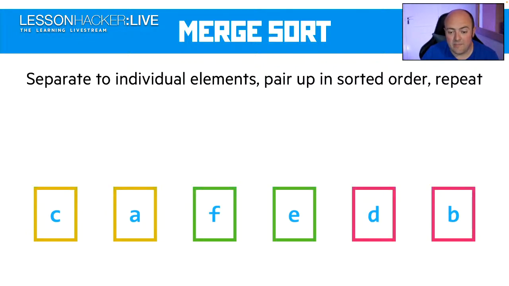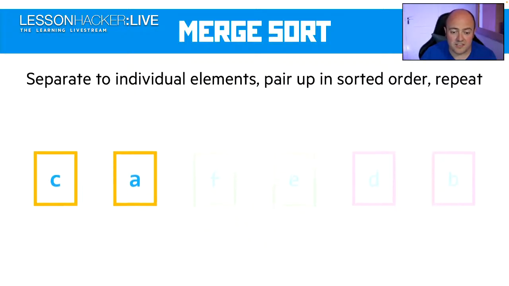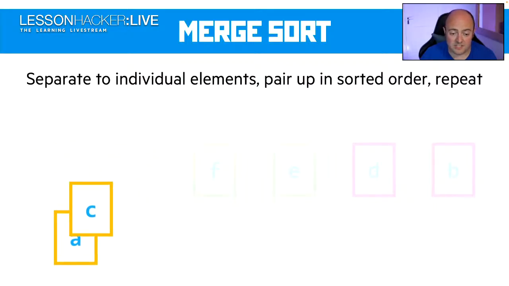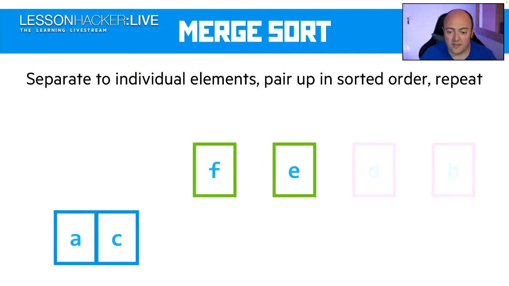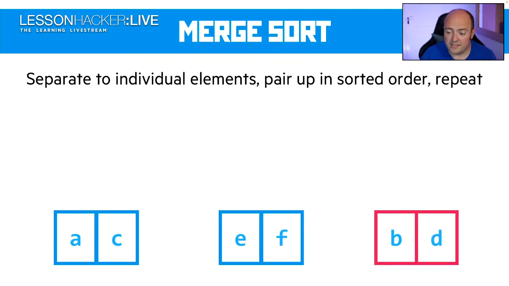And then what we're going to do is pair them up. In each of the pairs, I'm going to look at the left and the right, and I'm going to start bringing down the smallest value. So in this case, I'm looking at C and A. A is smaller than C, so I'm going to bring that one down first. Then I'm going to bring C down because that's all that's left. And I've got a sorted group. Same with F and E. E is smaller, then F. That's sorted. And then D and B. B is smaller, and then D.